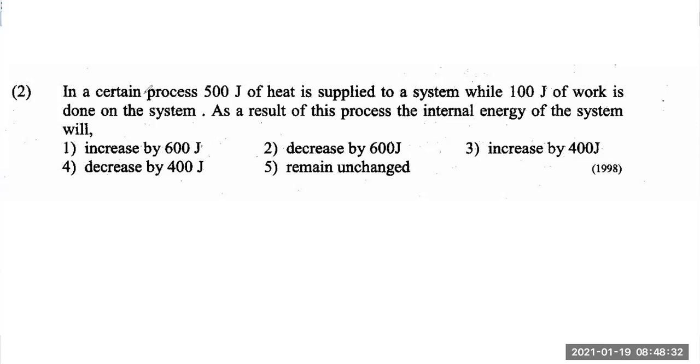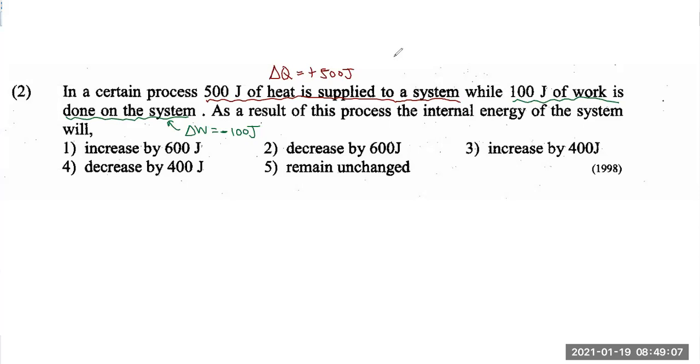1998. In a certain process, 500 joules of heat is supplied to a system. That means the system is absorbing heat. Therefore, delta Q should be equal to plus 500 joules. While 100 joules of work is done on the system, that means delta W is minus 100 joules. This work is done on the system, not by the system.